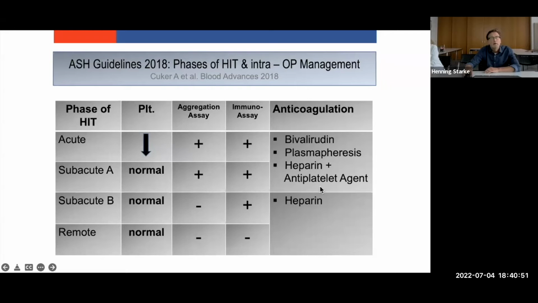Another difference is the status of bivalirudin. In the old guidelines, the first goal was to avoid heparin and to perform an alternative anticoagulation with bivalirudin or other agents. In the new guidelines, bivalirudin is subsumed under the more palliative strategies where you give heparin and have additional actions like plasmapheresis or combine heparin with an antiplatelet agent. So, a big difference in these new guidelines.